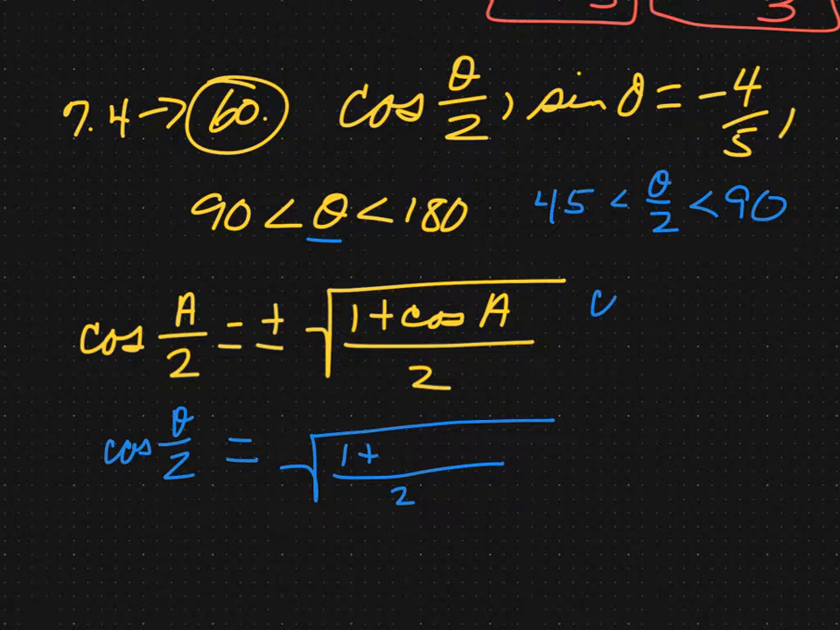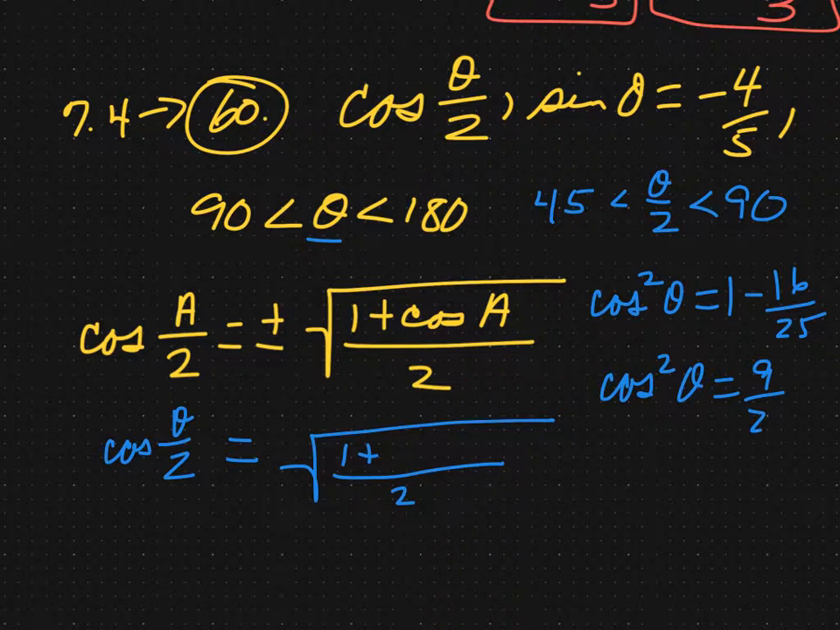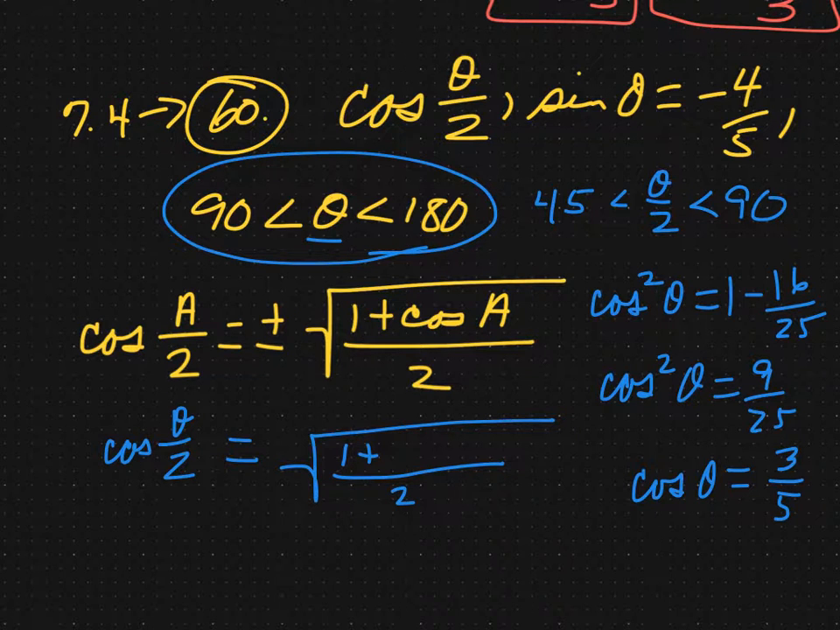To figure cosine of A, I know cosine squared theta is 1 minus sine squared theta, or 1 minus 16/25. So cosine squared theta would be 9/25. So cosine of theta is plus or minus the square root of 9/25, which is 3/5. Now, theta is between 90 and 180, and on that interval, cosine is negative. So it has to be negative 3/5.